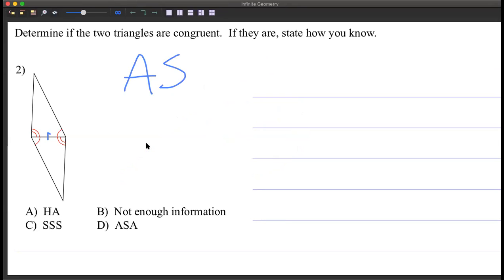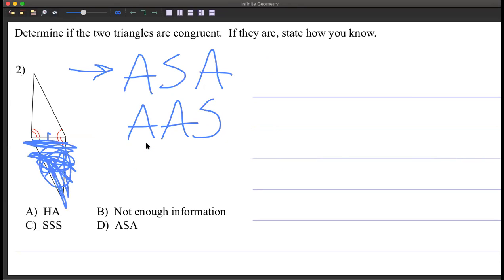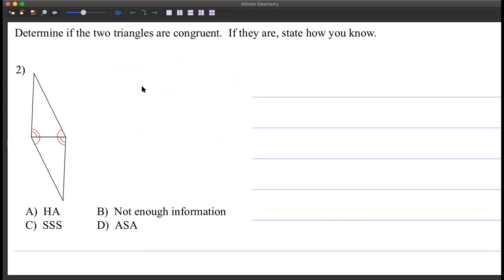So is it this or is it this? Now I ask myself, to be angle, side, angle, the side that's marked has to connect the two angles. Just look at one triangle. So if I'm just looking, let me cross out this bottom triangle. Does the side that's marked connect those two angles? Yes. So I'm going to pick angle, side, angle this time. Is this making sense? Let's try another.